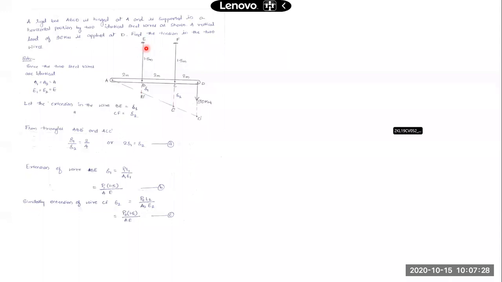So keeping that in mind, we need to determine the force or the tension in these wires.